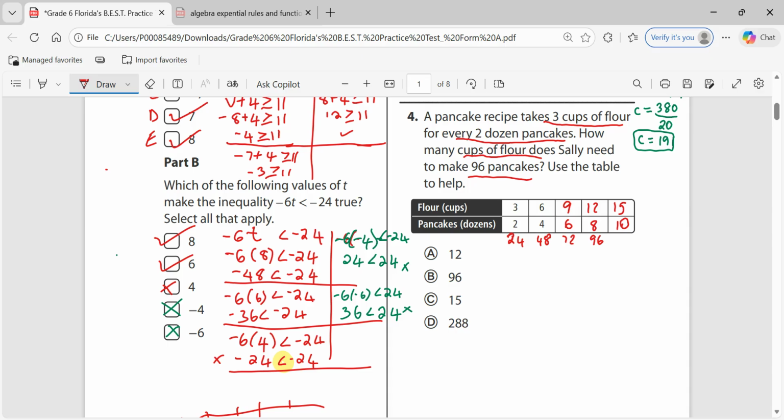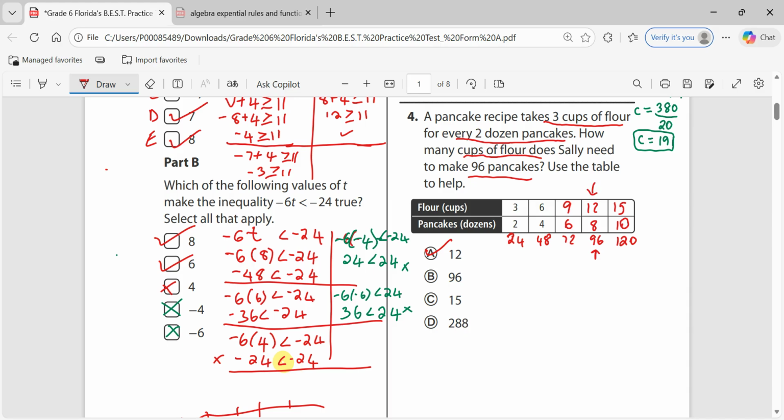And then 15 is going to give me 10 dozen pancakes, which is actually 120 pancakes, right? So how many cups of flour would she need to make 96 pancakes? That's right here. She would need 12 cups of flour. For 96 pancakes, she needs 12 cups of flour.